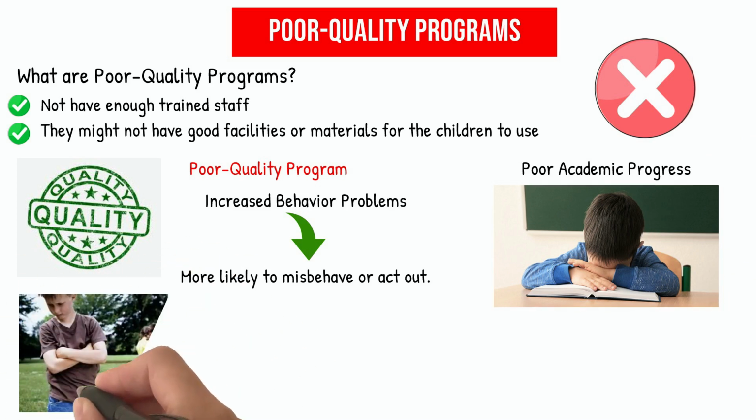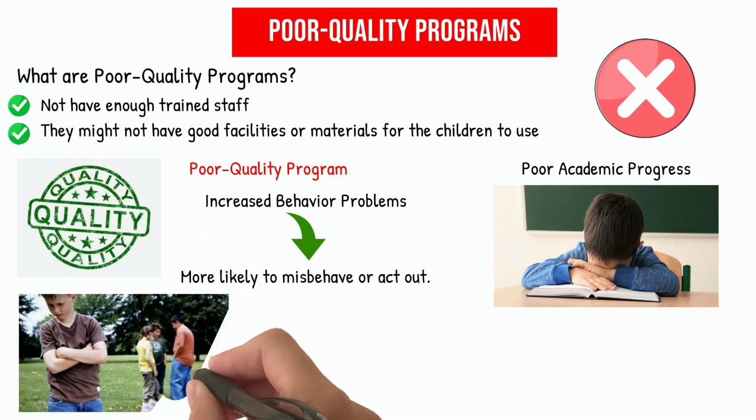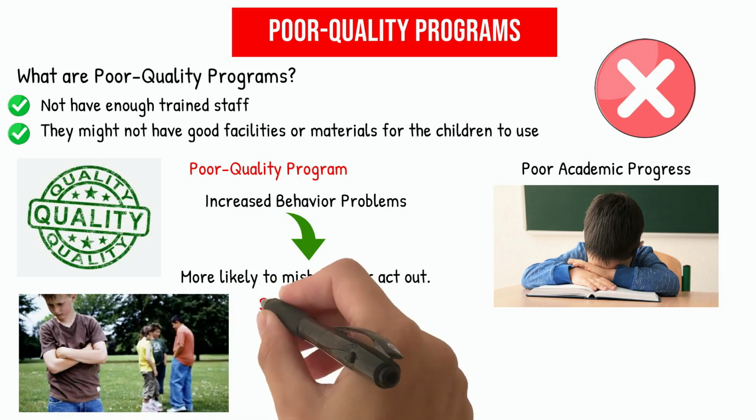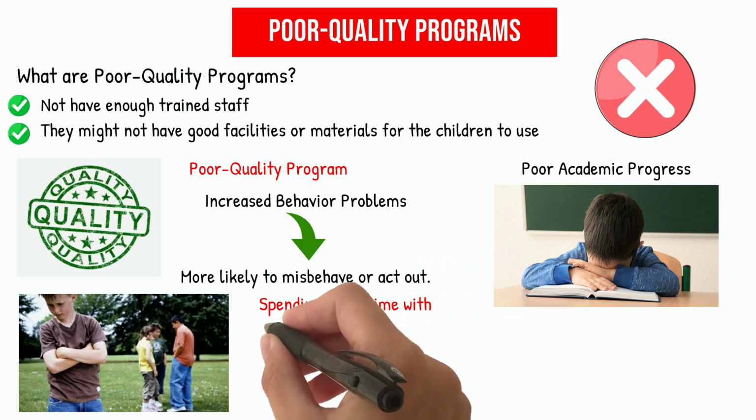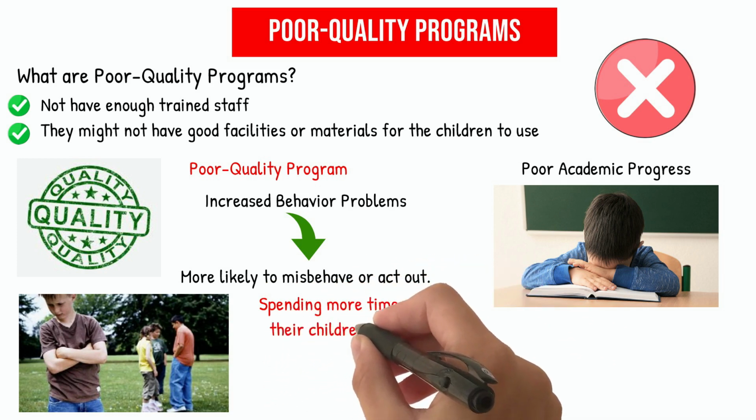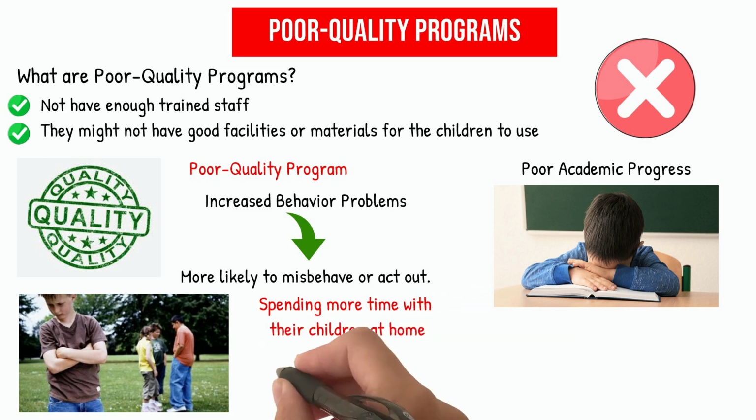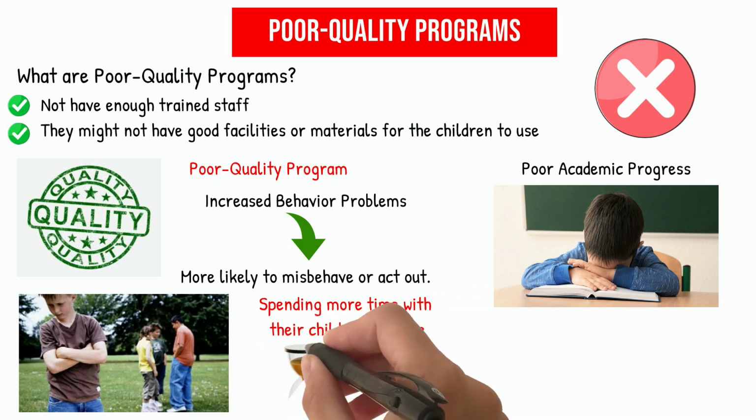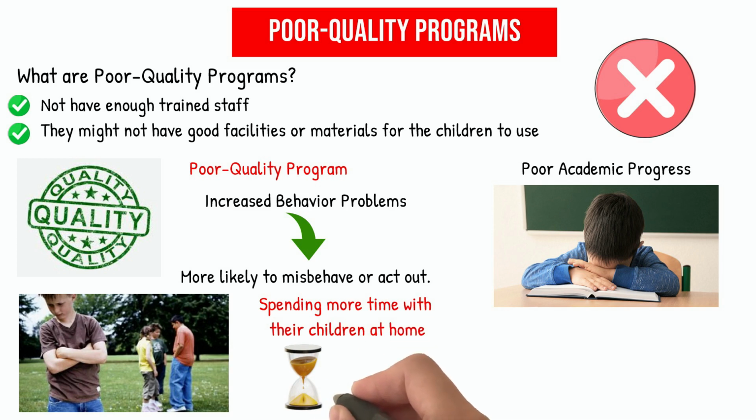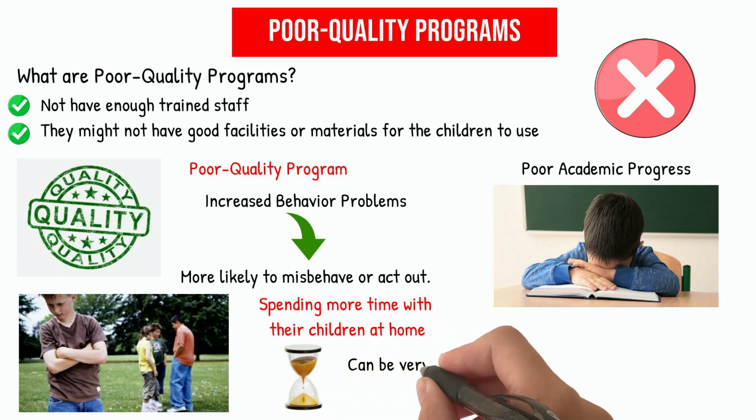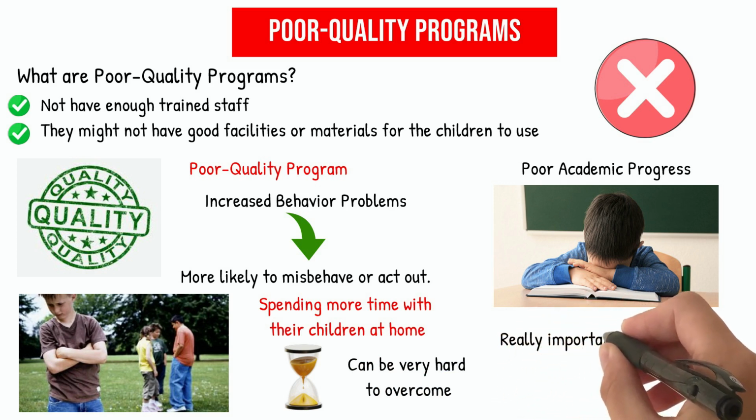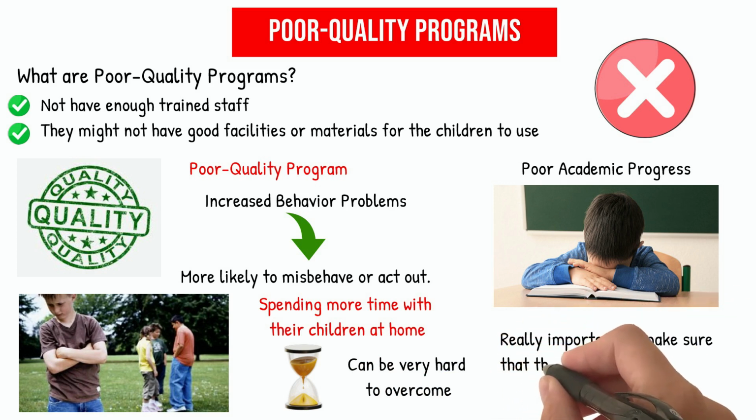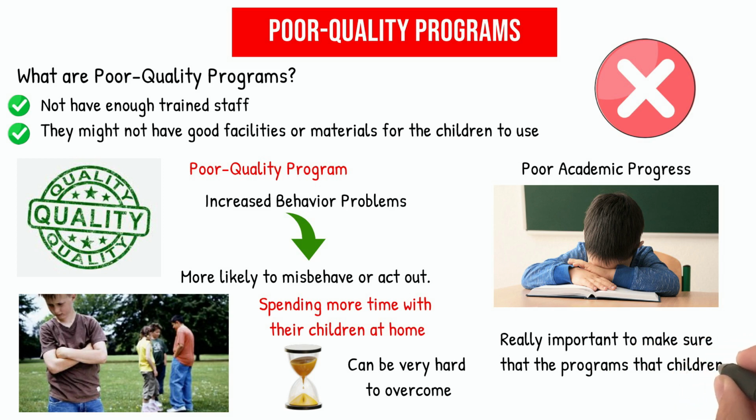Now, some families might think that they can compensate for the bad effects of a poor quality program by spending more time with their children at home. But unfortunately, this might not be enough. Children spend many hours in these programs, and the effects of a poor quality program can be very hard to overcome. So, it's really important to make sure that the programs that children are in are of good quality. That way, they can have the best possible start in life and be happy, healthy, and successful.